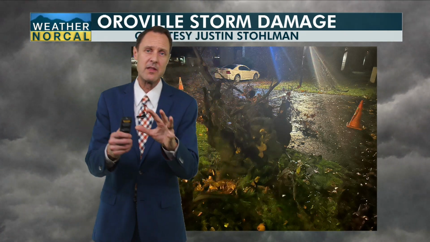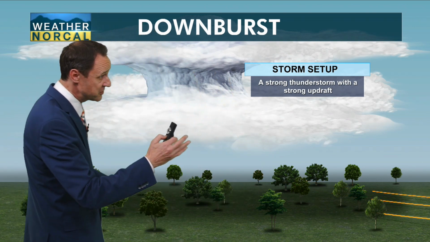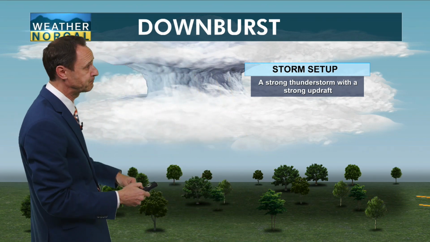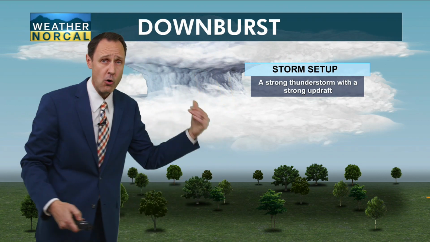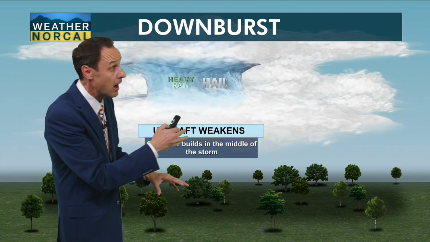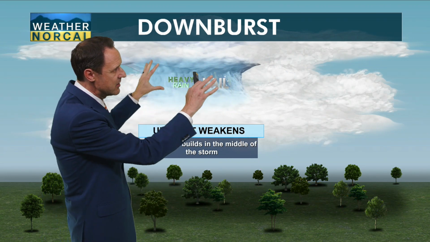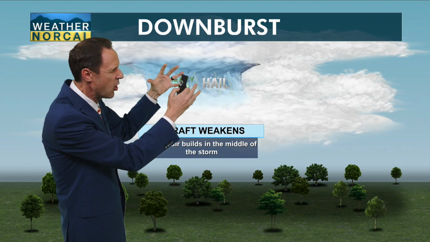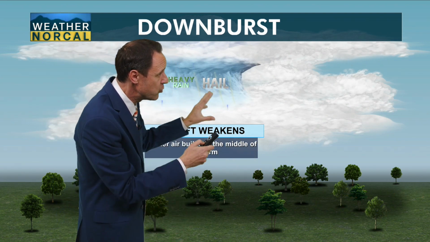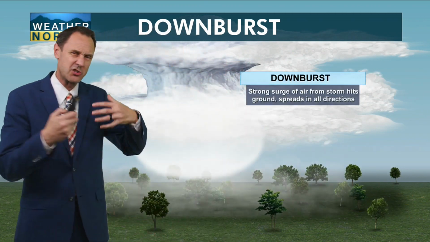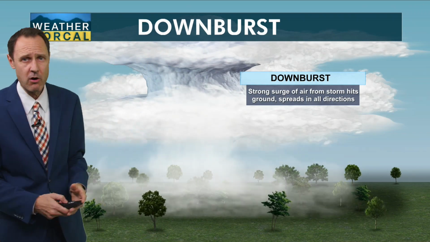So let's talk about the different phrases that you're going to hear about. Number one, I want to talk to you about a downburst. You may be hearing about that expression. So what sets up a downburst? Well, first you have to have a thunderstorm, right? So you have an updraft, a strong updraft, and that's what helps to create the thunderstorm. Over time, as the thunderstorm weakens or the updraft weakens, what you have is this cold air that builds right here in the middle of the storm. It's this bubble of air, just cold air. Now, eventually, as this updraft weakens, we see this colder air flow down to the surface. You get this strong surge of air, and it creates very strong winds.